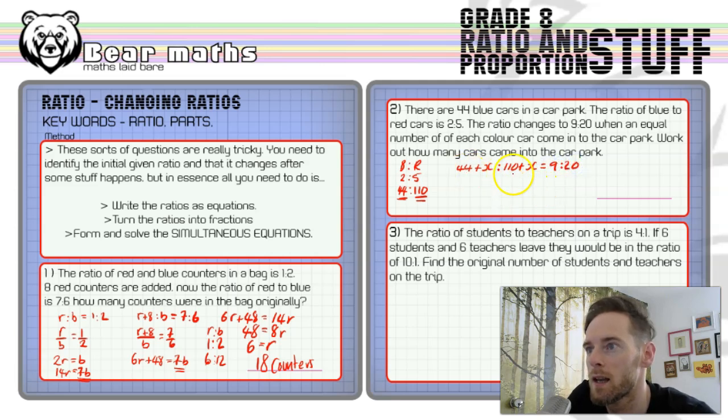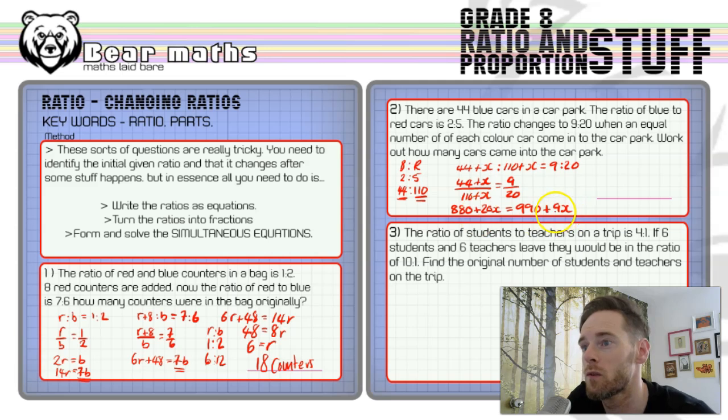Now let's write the second expression underneath the first expression to turn it into fractions. So 44 plus x over 110 plus x is equal to 9 over 20. And then cross multiply. So 20 times 44 is 880 plus 20x is equal to, and then cross multiplying this, 990 plus 9x. There's our equation that we need to solve.